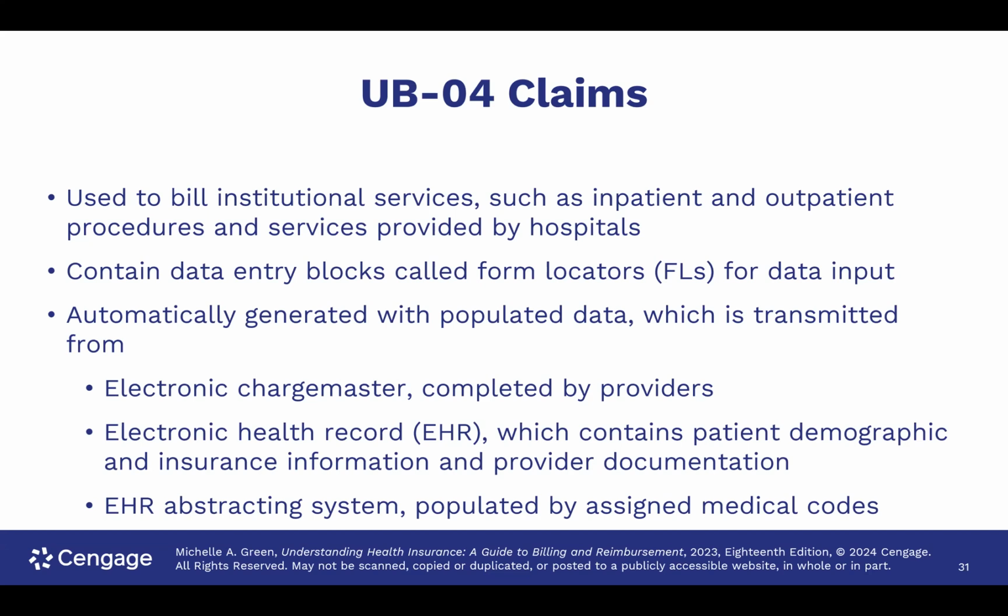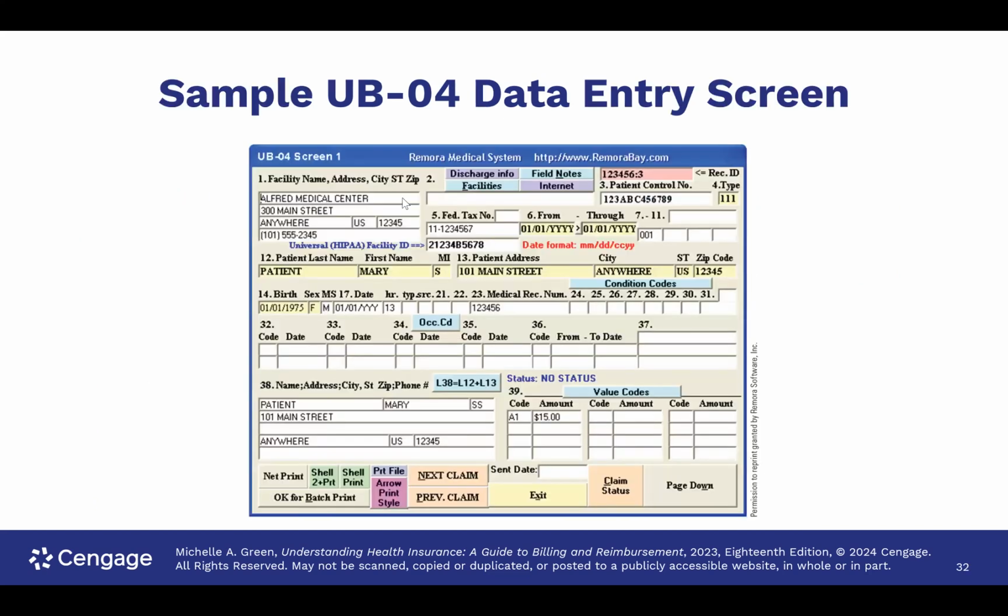The electronic health record contains the patient demographic and insurance information and the provider documentation, so it kind of flows over. And then we have the abstracting system. So we code the diagnoses, and then we get those assigned medical codes, the diagnosis codes, what have you. And here's a sample.